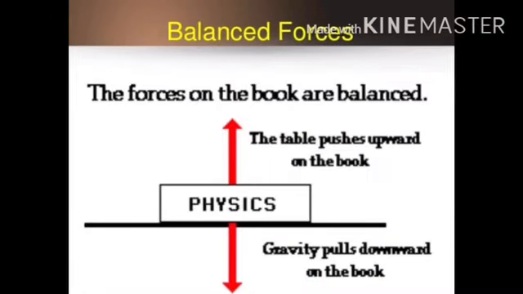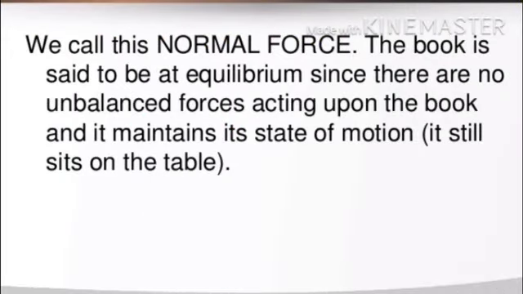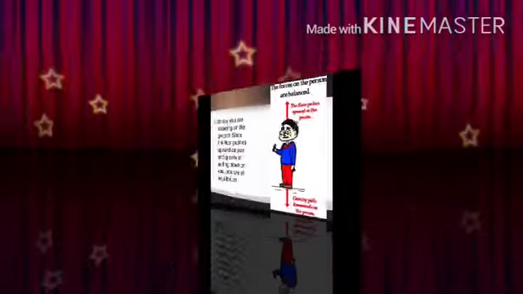Balanced force. The forces on the book are balanced. The table pushes upward on the book. Gravity pulls downward on the book, but the resultant force is zero. So there is a balanced force. We call this normal force. The book is said to be at equilibrium since there are no unbalanced forces acting upon the book, and it maintains its state of motion. It still sits on the table, or the book is at rest.